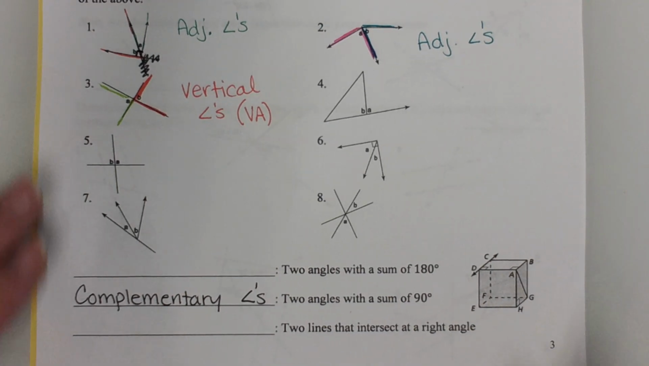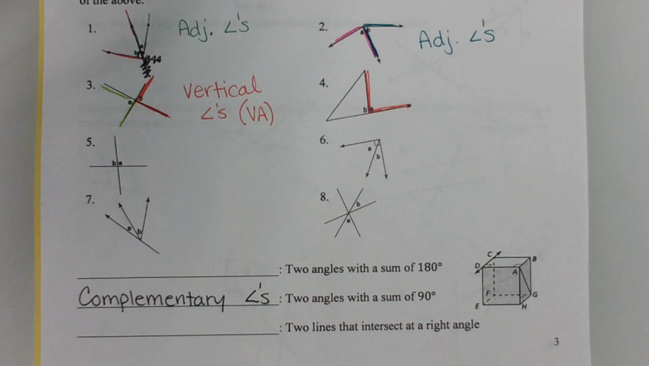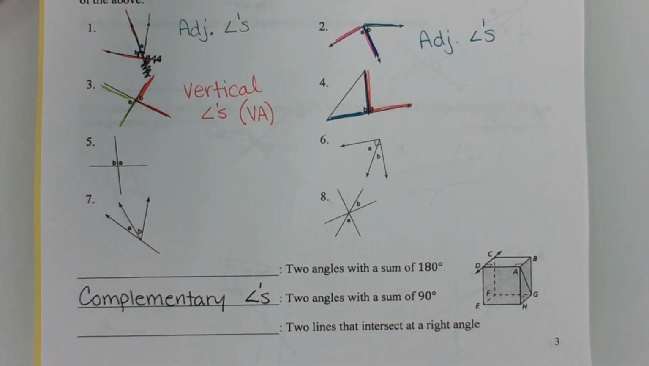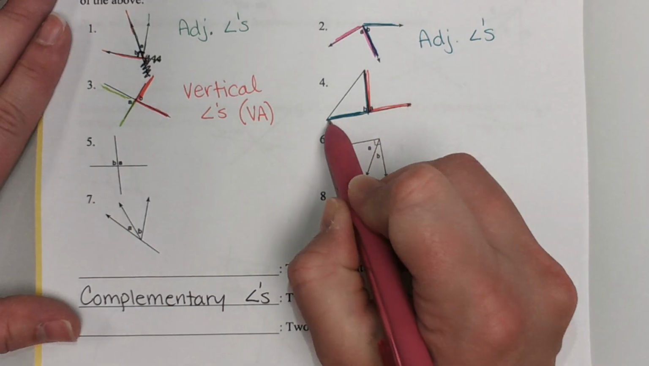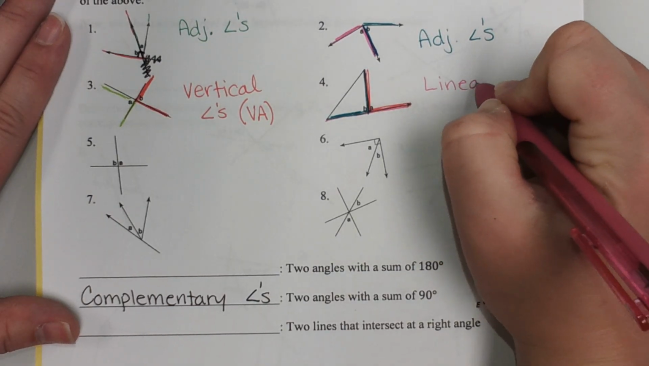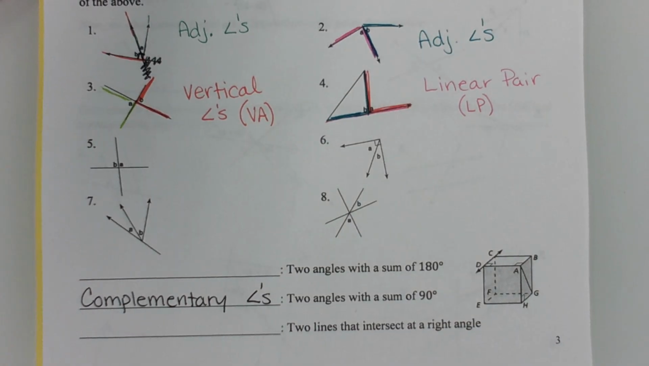Okay, question 4. Angle A is right here. Angle B is right here. Are they sharing a middle line? Yes. They are next to one another sharing a middle line. Do they form a straight line when they're together? Yes, these two rays make a straight line. That is what makes a linear pair. Again, we use it enough, it tends to get shortened down, LP.